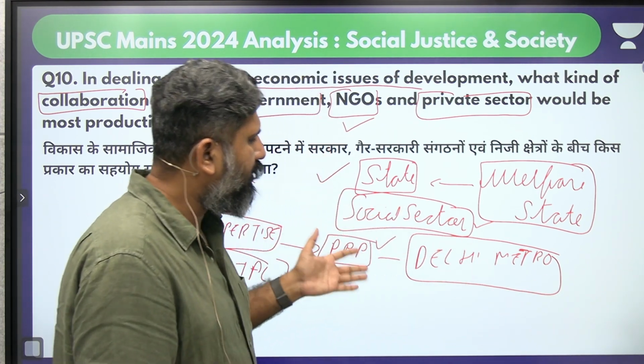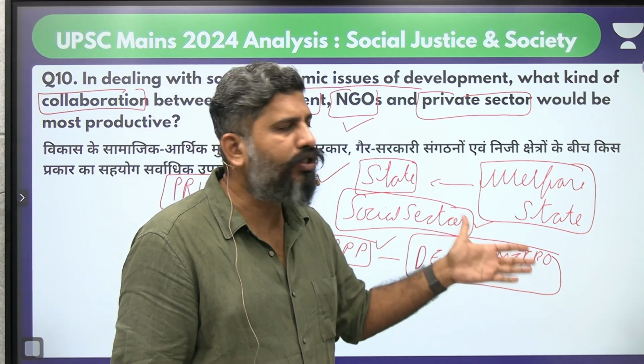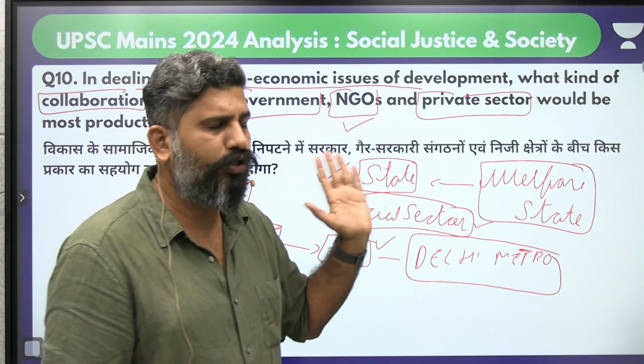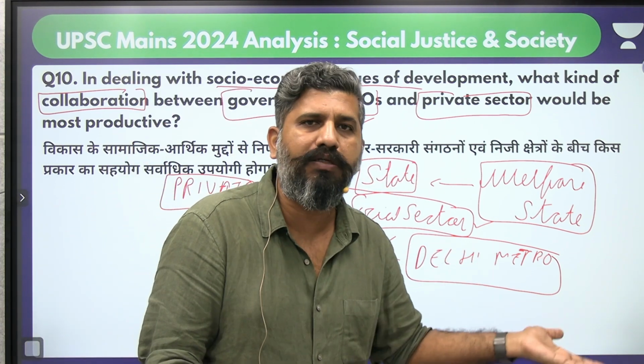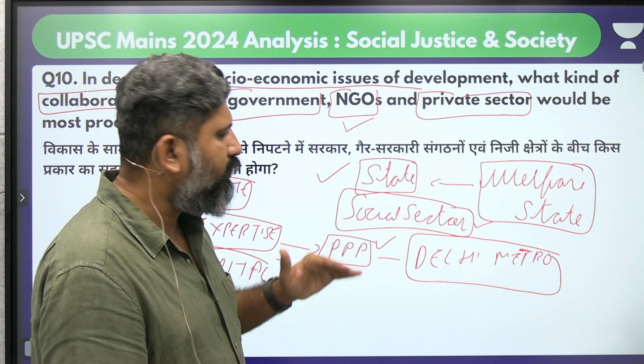So this public-private partnership is what? Collaborative. This collaboration is leading to what? The solution of various socio-economic problems, and is also contributing to what? The development of these areas. So that is one way of the collaboration.